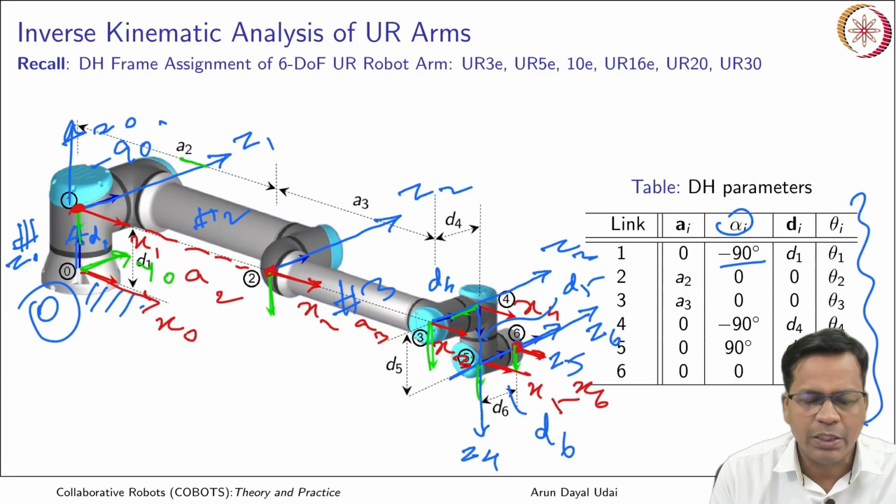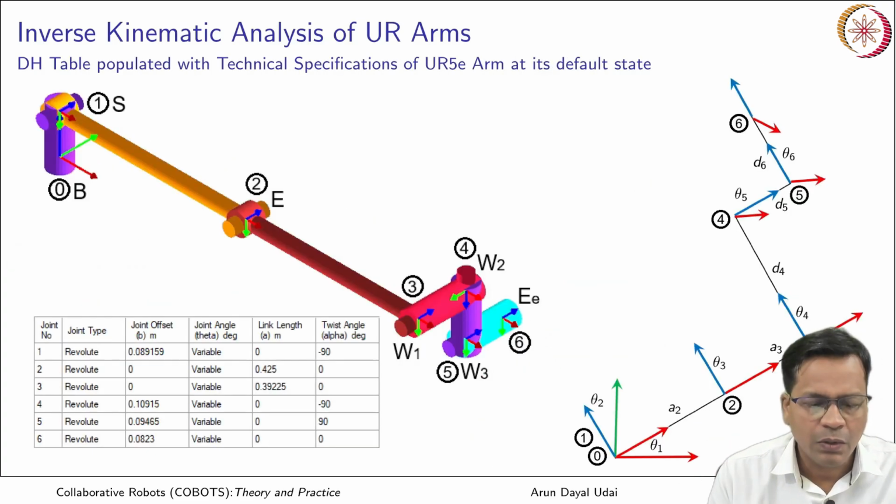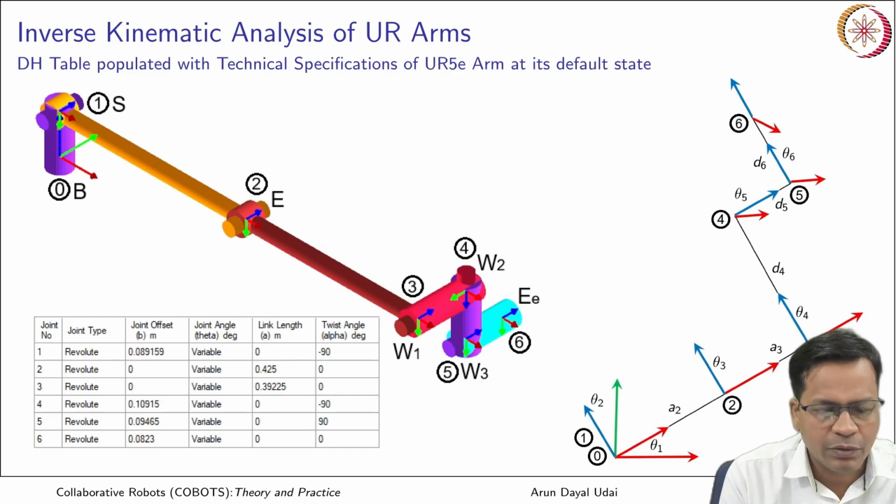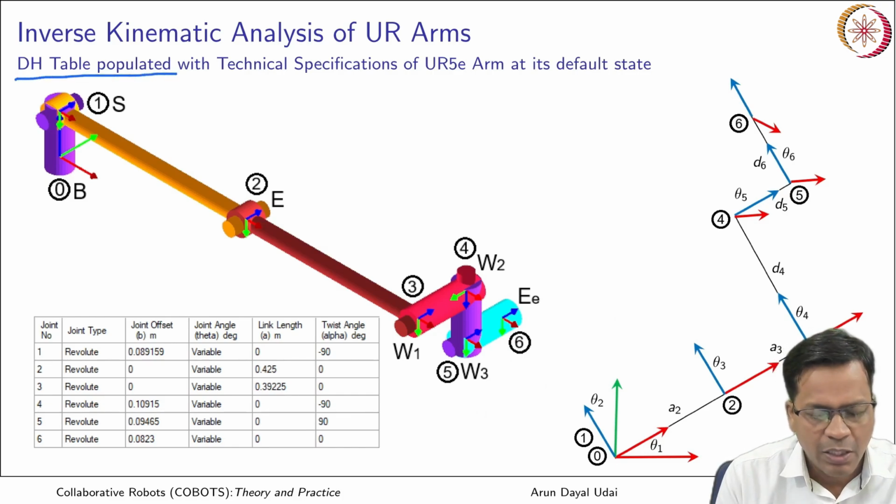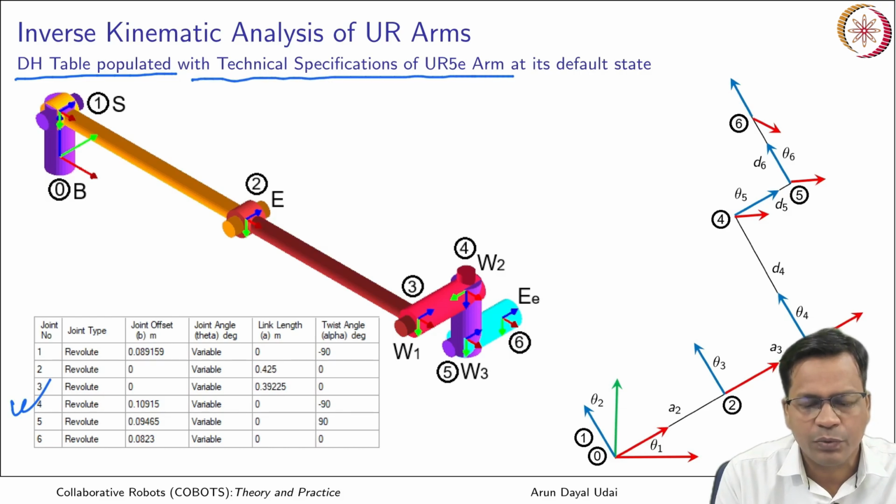So this will be very helpful. So now I have just drawn the stick model of this robot here. So the DH parameter table is populated here with the technical specifications of your 5E arm at its default state. Okay, at its default state. So I have put all the default state, which is when all the joint angles are 0.